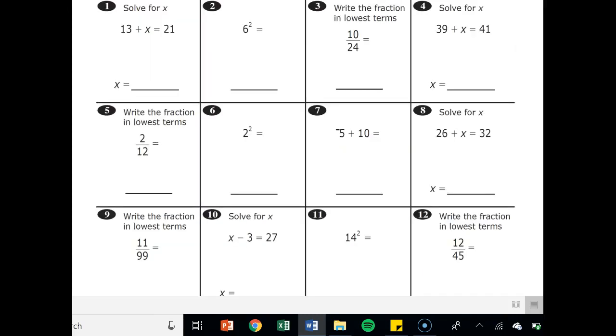On the backside, we've got a new type of AIMSweb. This is the AIMSweb that we'll be working with when we get back from break, so I'm just going to try and introduce it to you now. This is not for content grade, but I just want to show you what the problems look like. Some of them are familiar, some of them are not.